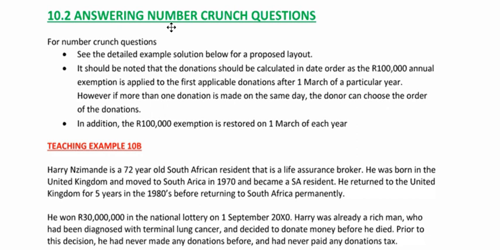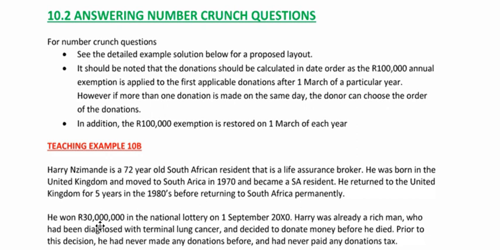I assume that you've actually done the example now, so I'm going to start going through it with you. It says Harry Inzamande is a 72-year-old South African resident that is a life assurance broker. He was born in the United Kingdom and moved to South Africa in 1970. One of the donations tax exemptions says that anything that you donate that is a foreign asset that you acquired prior to becoming an SA resident for the first time is exempt. So that's relevant. We'll see it in the question. And then he became an SA resident. Because he's an SA resident, he has to pay donations tax. He returned to the United Kingdom for 5 years in the 1980s before returning to South Africa permanently.